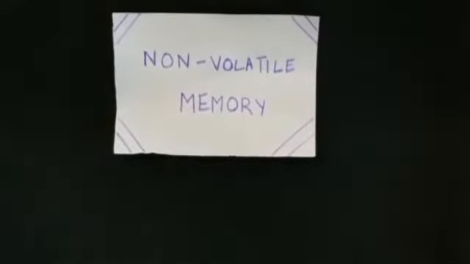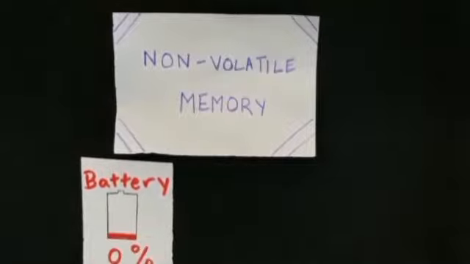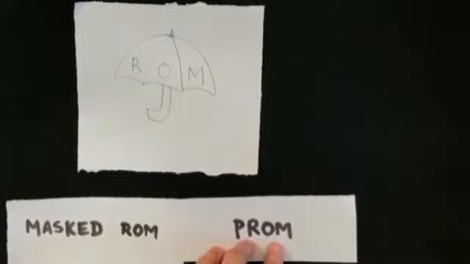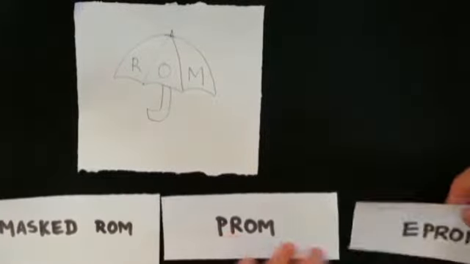It's a type of computer memory that can retain information without a continuous power supply. NVM is typically used for secondary storage or long-term persistent storage. An example of NVM is read-only memory. ROM can be further categorized into mass ROM, programmable ROM, and erasable ROM. So what is mass ROM?